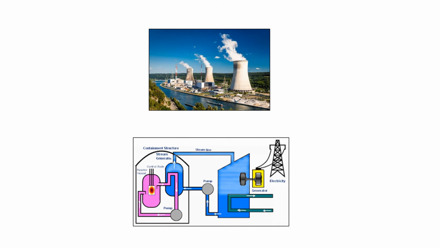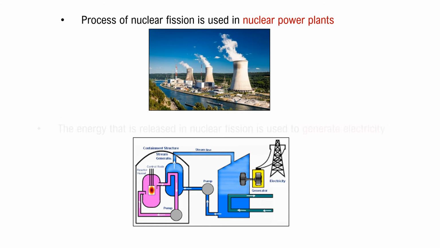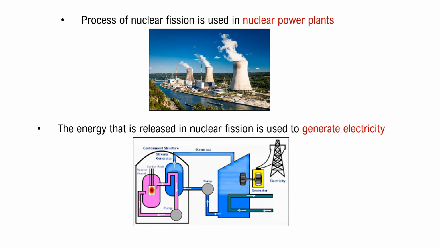Let's have a look at these diagrams. Nuclear power plant and a structure of a nuclear reactor. So, the process of nuclear fission is used in nuclear power plants. And the energy that is released in nuclear fission is used to generate electricity at a nuclear power station. As we already know, the energy that is released in nuclear fission is used to generate electricity.